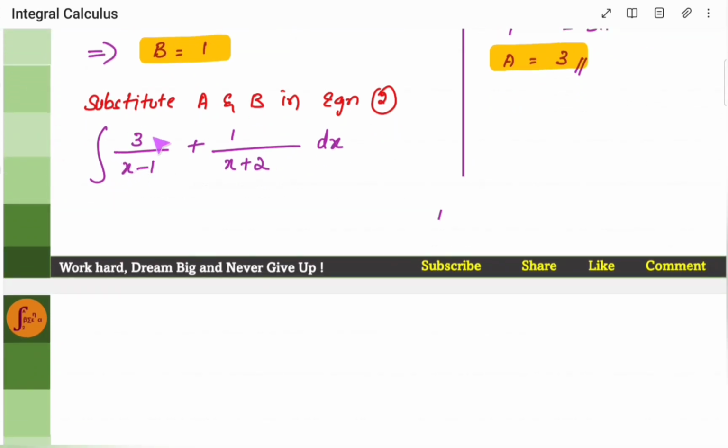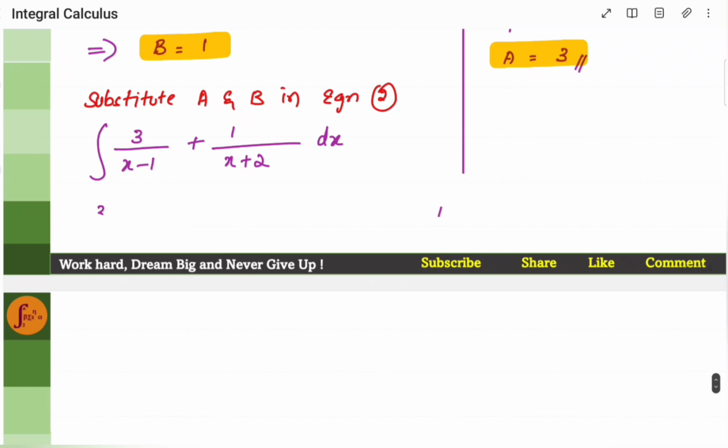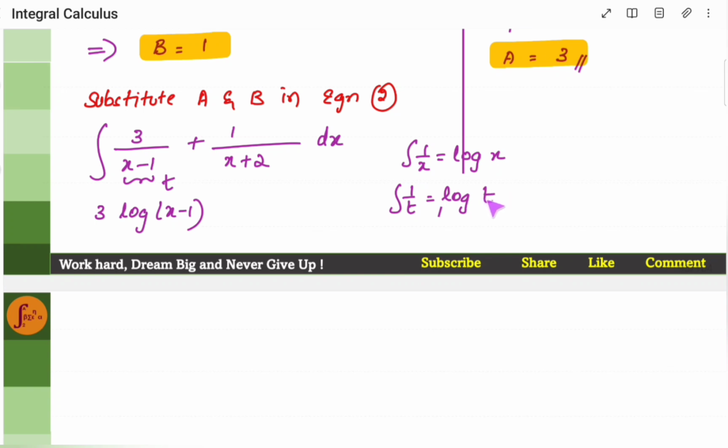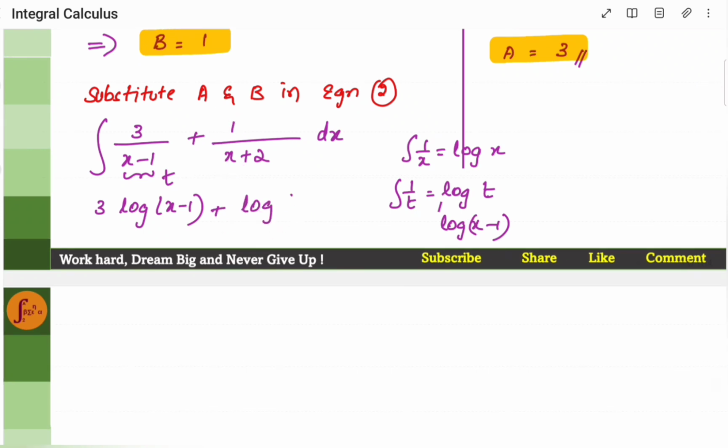So now what is the integral of this term? It is 3 log of (x minus 1). 1 by (x minus 1) gives log, because the integral of 1 by x is log x. Now instead of x, we have x minus 1. So we can consider x minus 1 as t. I can substitute x minus 1 as t. So I'll get the integral of 1 by t, which is log t. Then I put t as x minus 1. So I'll get log (x minus 1). Similarly, the integral of this term is log (x plus 2) and plus c. Let's not forget this plus c. So this is the answer.